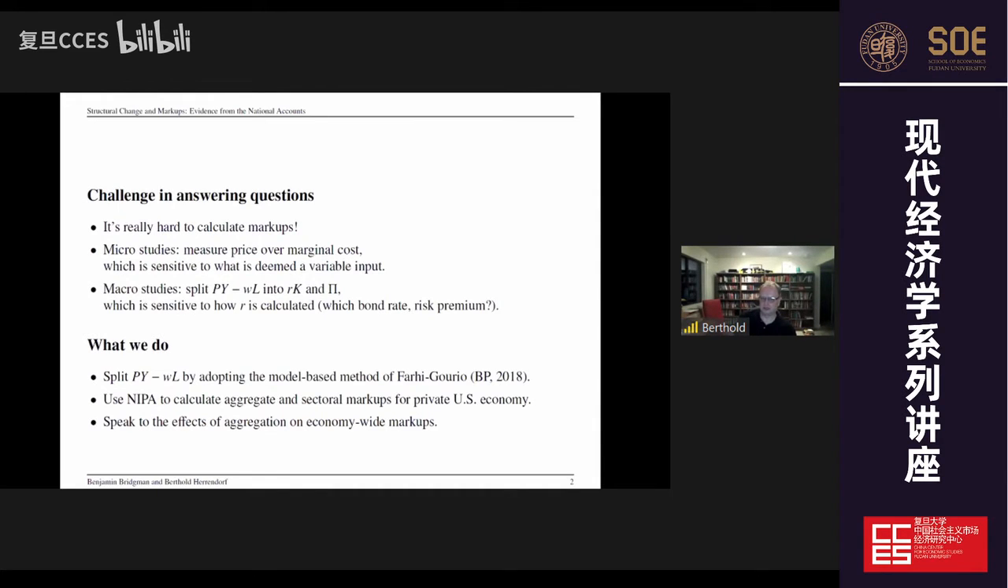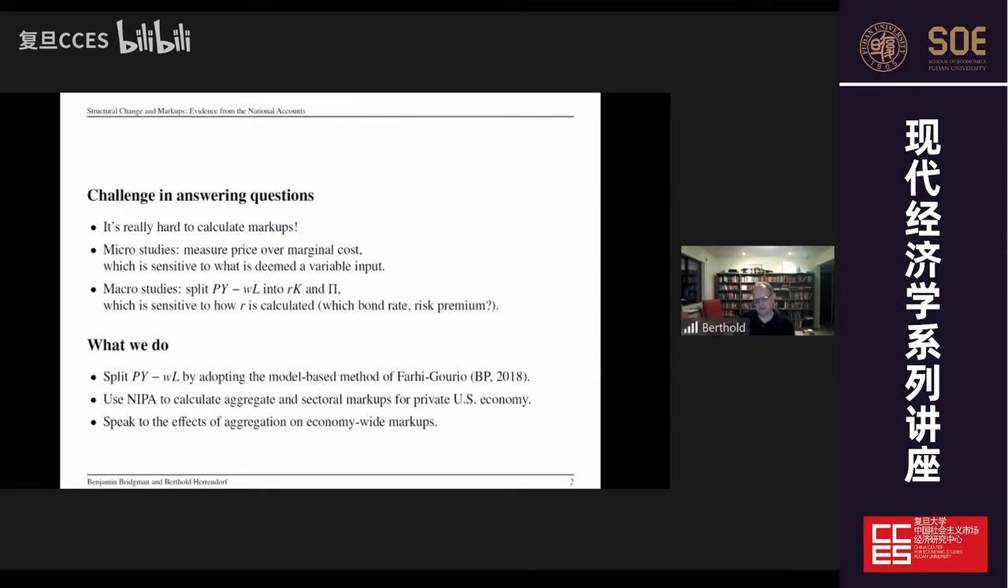So you have to somehow calculate RK in order to come up with an estimate of pi, the profits, and then you can calculate markups. Now that is sensitive to what R you use, and so which bond rate you use, is there a risk premium, whatever. And so what we are doing here is trying to address this problem in a hopefully good way.